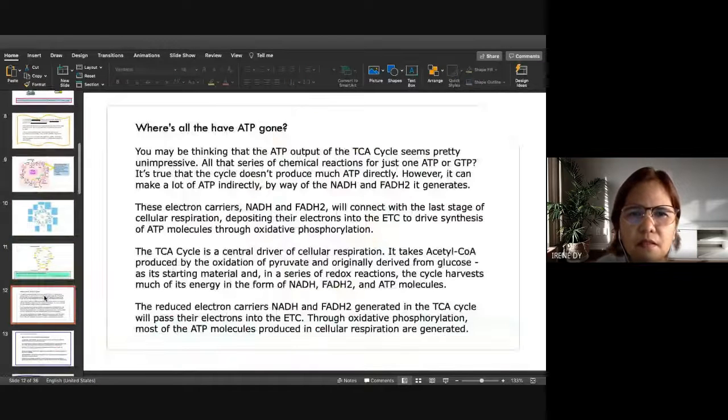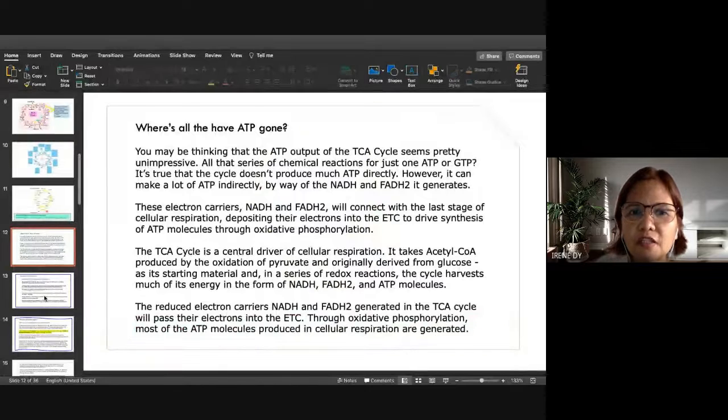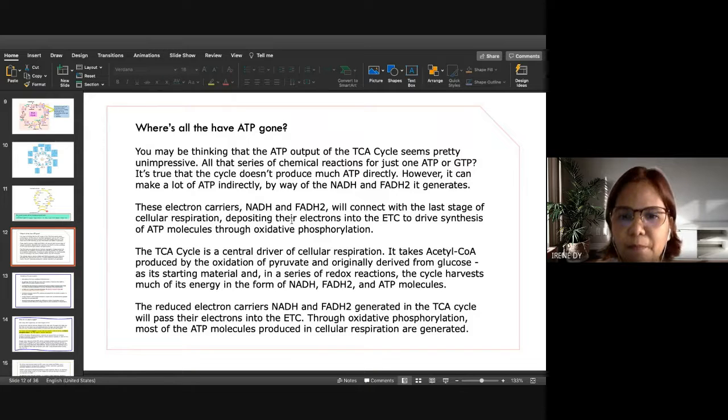Okay. Now, where all the ATP gone? Nawala ba? Okay. Pwede mo kasi sabihin, it seems pretty unimpressive. All that series of chemical reaction for what? 1 ATP or GTP. It's true that the cycle doesn't produce much ATP directly. However, it can make a lot of ATP indirectly by way of the NADH and FADH2 it generates. Okay. Kaya nakita nyo, nare-reduce si NAD tsaka si FAD kasi ito yung tutulong para mag-produce ng ATP. But you have not seen that in the cycle.